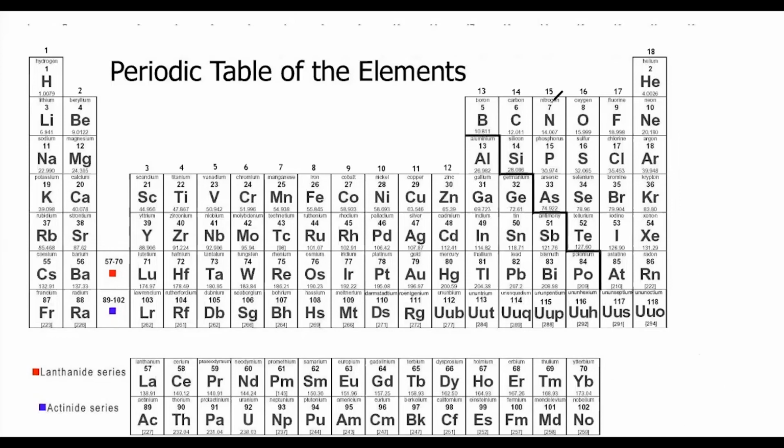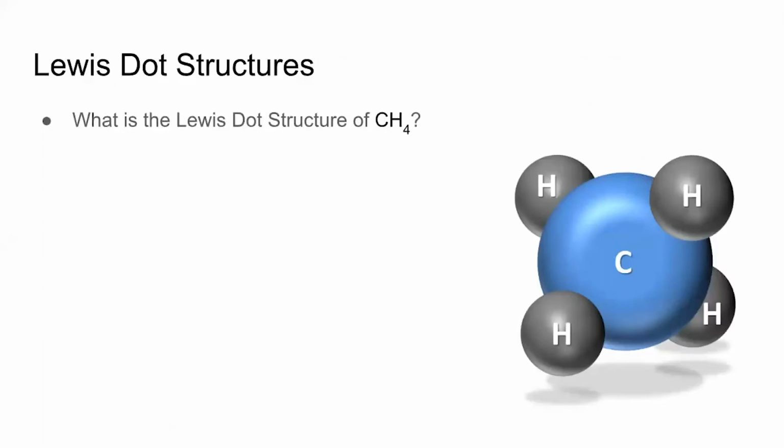So why don't we try out a problem? What is the Lewis dot structure of CH4? The first step is to calculate the number of valence electrons. Carbon has 4 valence electrons, plus hydrogen has only 1 valence electron, but there are 4 of them. So we have 8 valence electrons total.